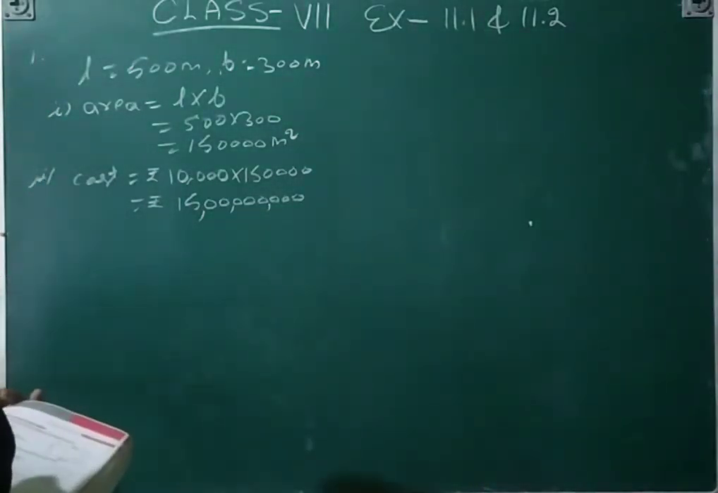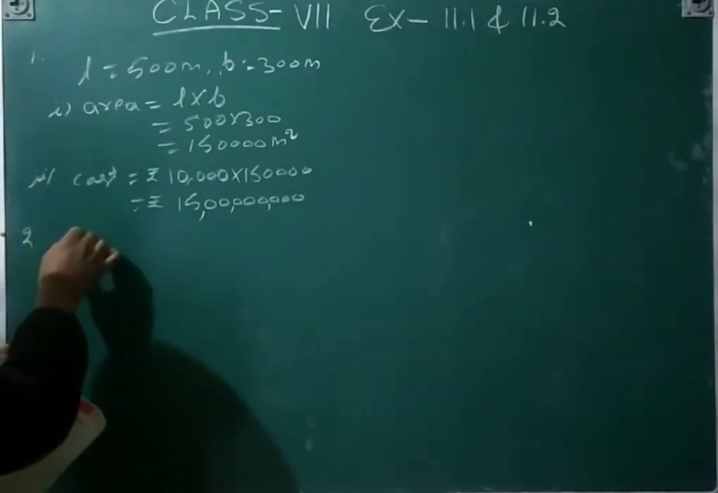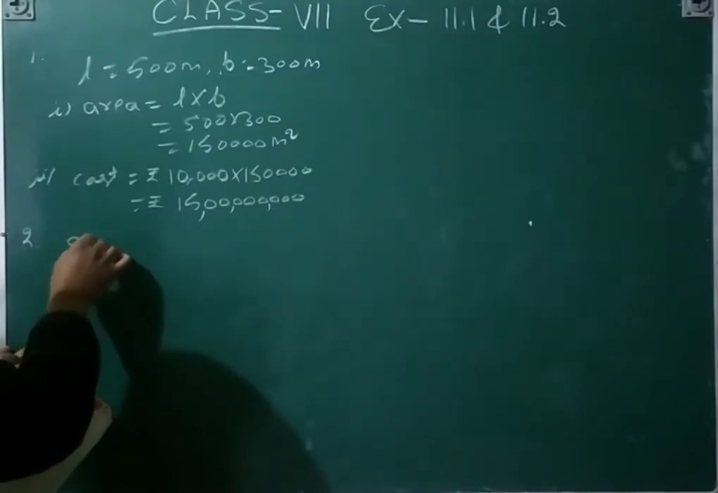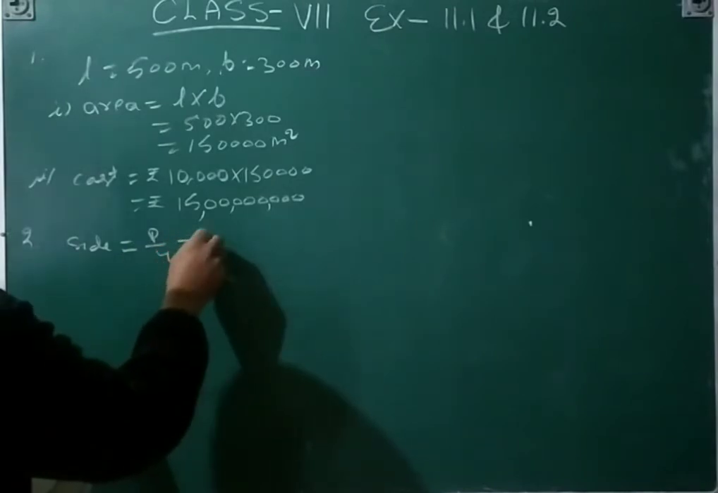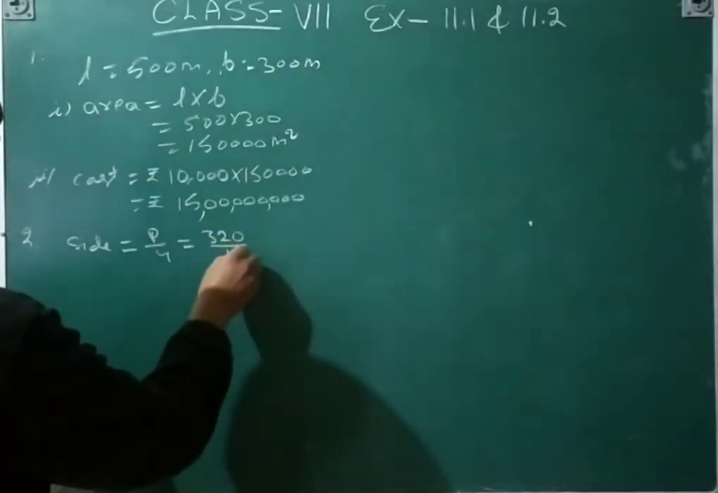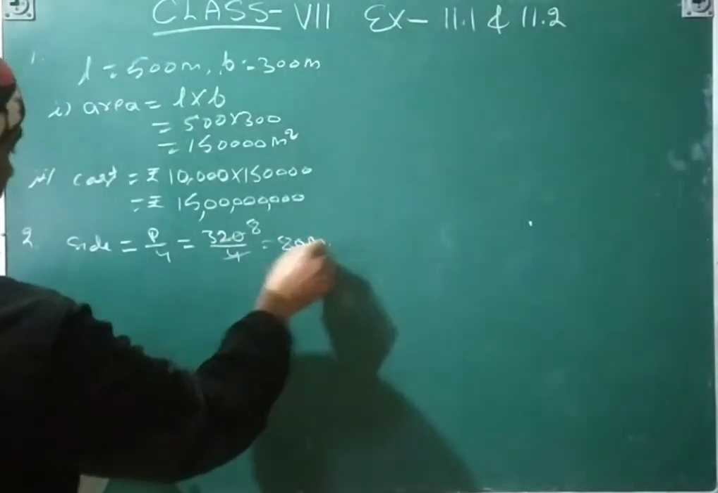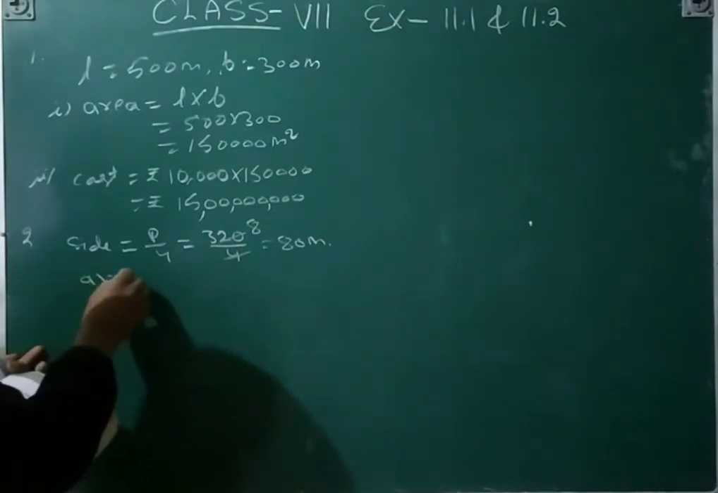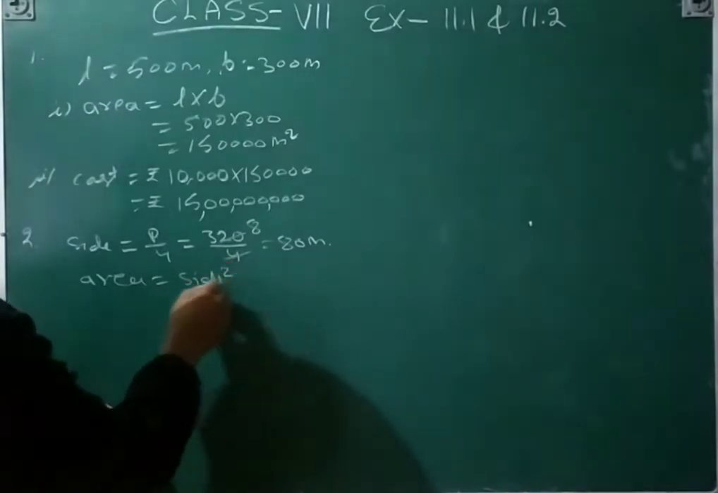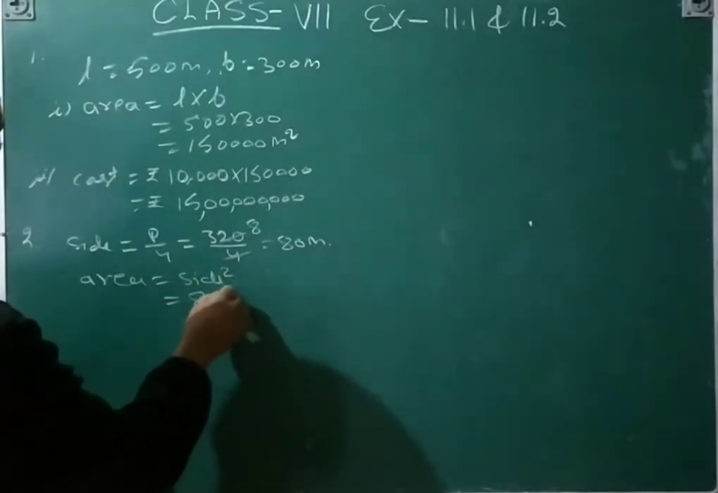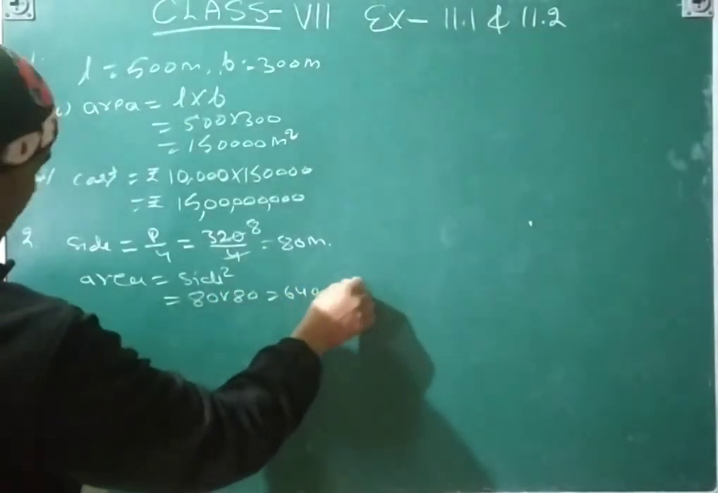Second question, find the area of a square whose perimeter is given. First of all we will find the side. So side is equal to perimeter upon 4, which is 320 upon 4, that is 80 meter. And then area is equal to side square, side into side. 80 into 80 is equal to 6400 meter square.